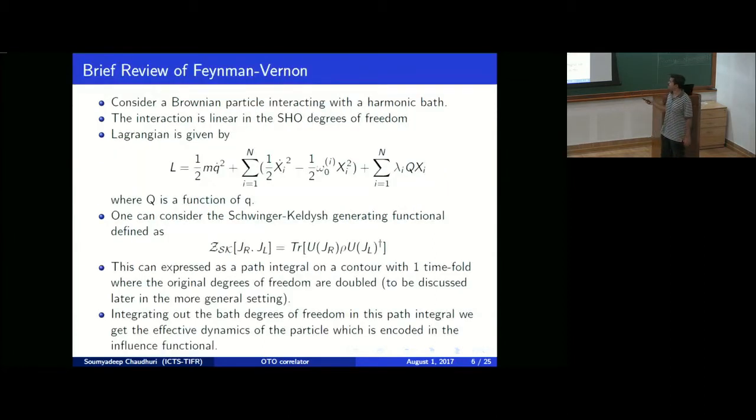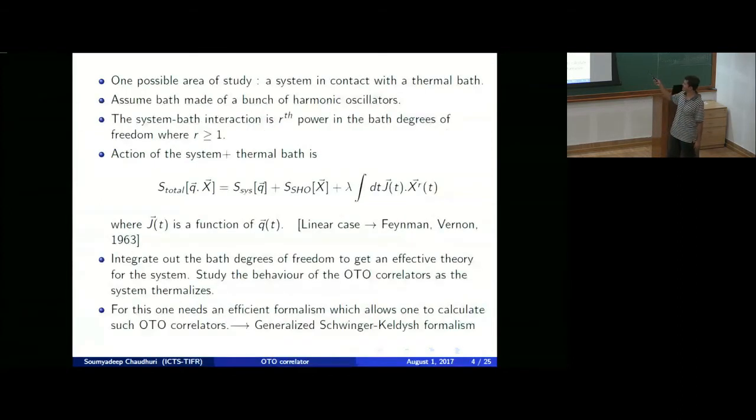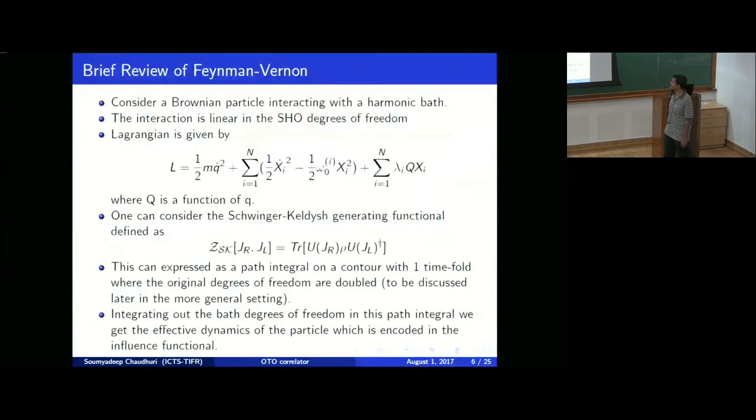Okay, so this system that I was talking about, for the r equal to 1 case, where the coupling is linear in the degrees of freedom of the bath, was considered by Feynman and Vernon in 1963. So for simplicity, let's take a simple system. Let's take a Brownian particle interacting with this harmonic bath, and this interaction is linear in the degrees of freedom of the simple harmonic oscillators, which I denote by x_i. There are N oscillators, and so this is the Lagrangian of the system.